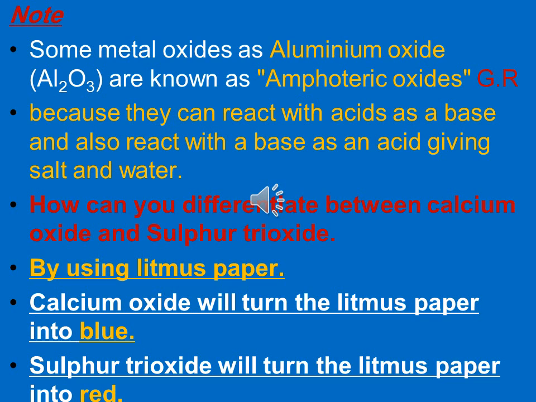Okay, how can we differentiate between calcium oxide and sulfur trioxide? Calcium is a metal, sulfur is a nonmetal. So we use litmus paper, and with calcium oxide, it will turn blue. It means that calcium oxide is a base. And if we use the litmus paper with sulfur trioxide, it will turn red, which means that sulfur trioxide is an acid.